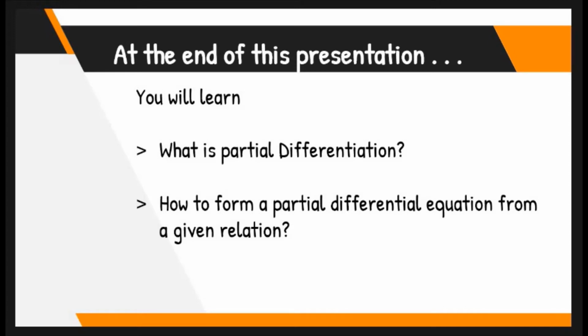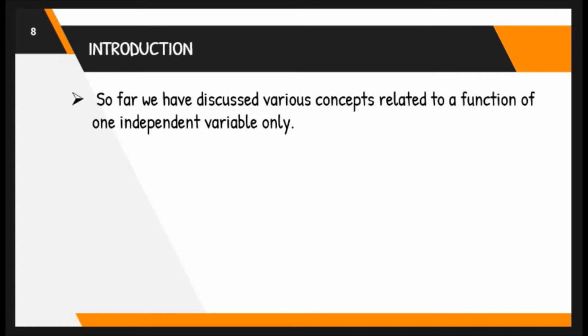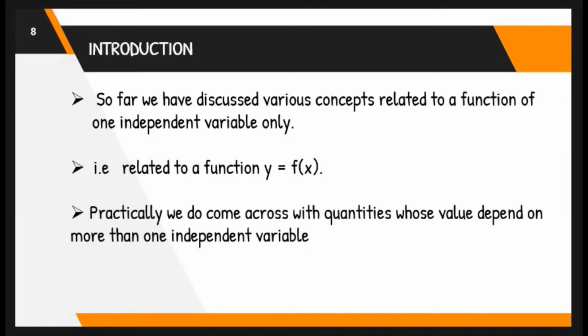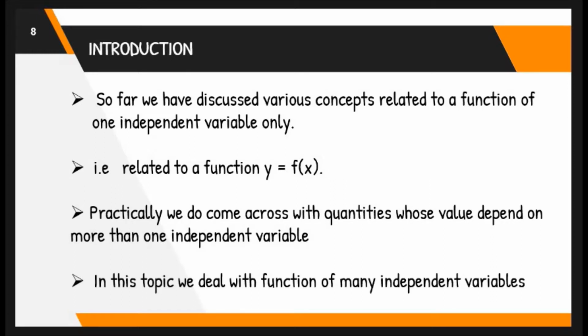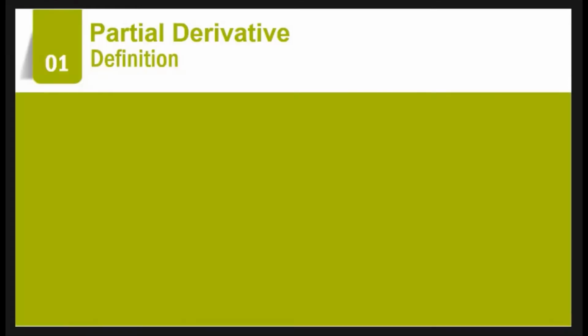Before that, let me introduce what partial differentiation is. So far we have discussed functions related to only one independent variable. Say we have a function y is equal to f of x. Now we have come across many quantities whose value depends on more than one independent variable, isn't it? In this topic we are going to deal with such functions which have many independent variables, and what we have to do regarding such functions. Before that, let me explain the definition of a partial derivative.